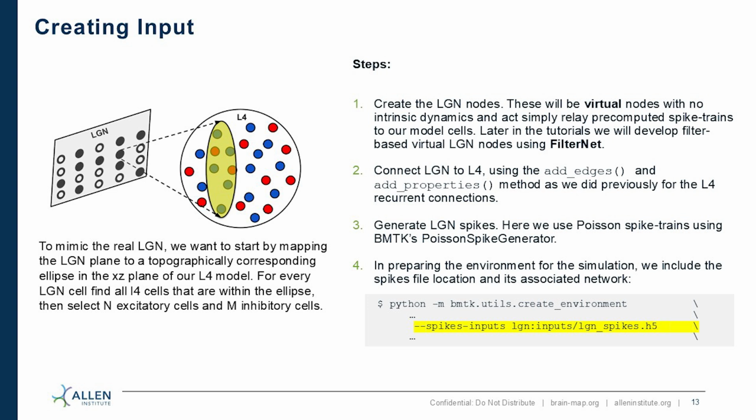These LGN cells are basically just placeholders to relay spiking inputs to our layer 4 model. So these are called virtual node types, so they don't have any intrinsic dynamics. If you're familiar with Nest, these are like parrot neurons. They just relay spiking input to downstream targets.